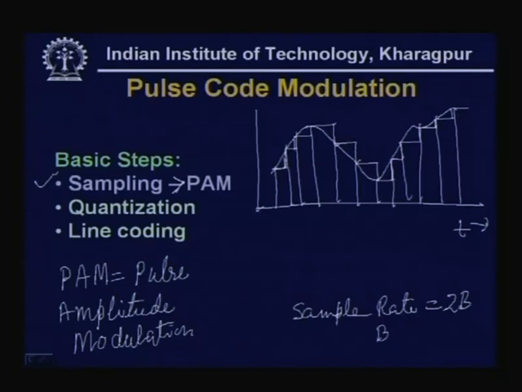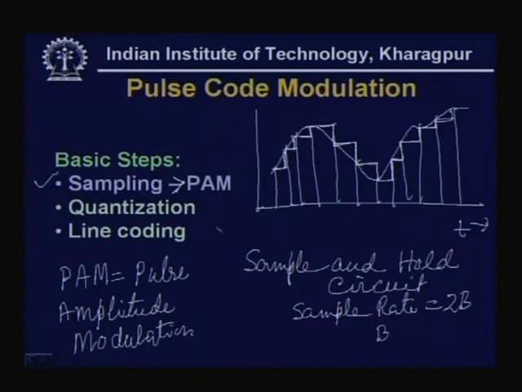That means this signal, as we have obtained after sampling it and then holding it for the next duration, is produced with the help of a hardware known as a sample and hold circuit. The sample and hold circuit does this, and the signal generated at its output is known as PAM. Now, this PAM has different values.